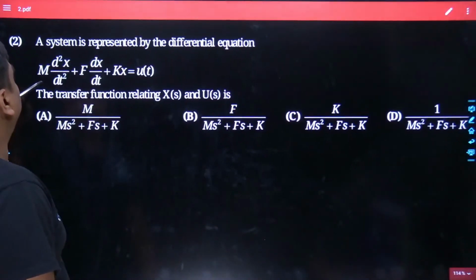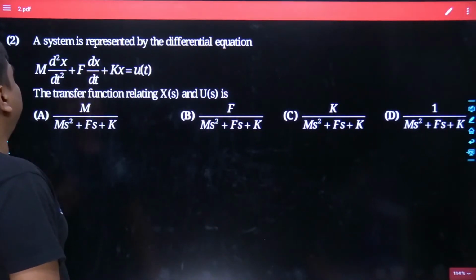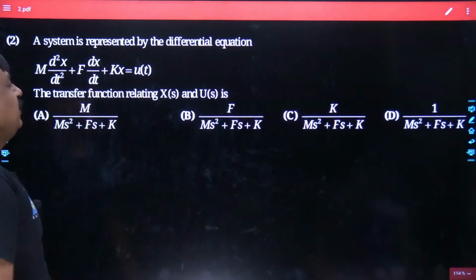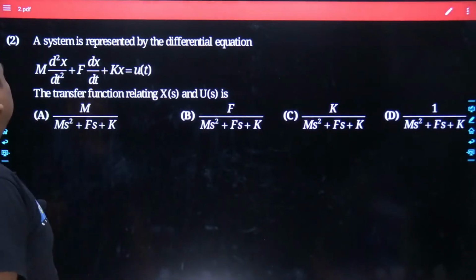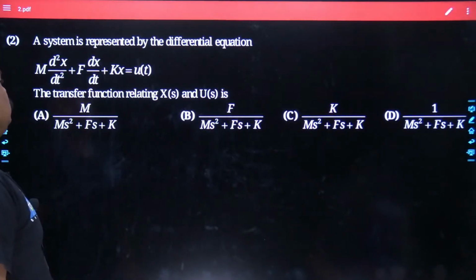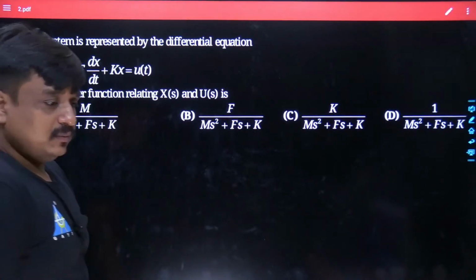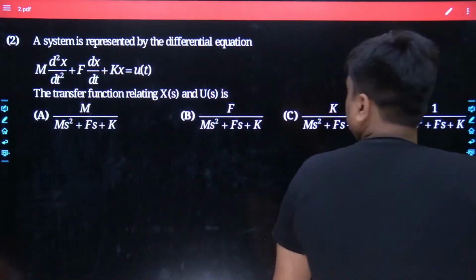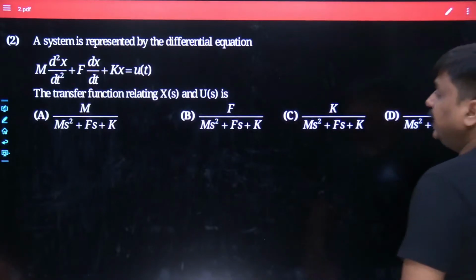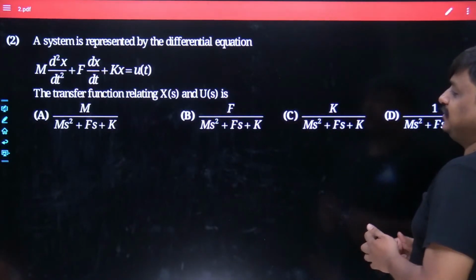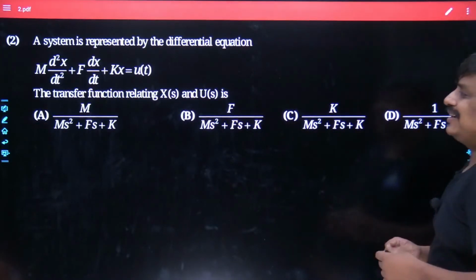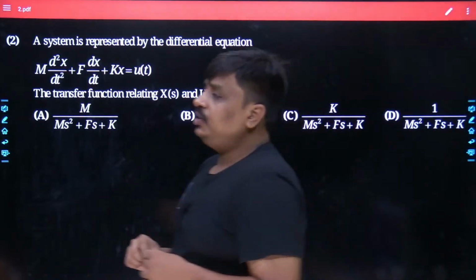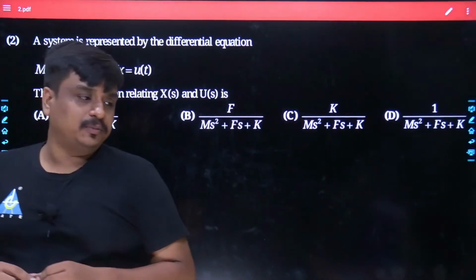A system is represented by the differential equation m d square x by dt square plus f dx by dt plus kx is equal to u of t. The transfer function relating X(s) and U(s) is, four different options were attached along with this problem. I need to get the best answer for this given problem.